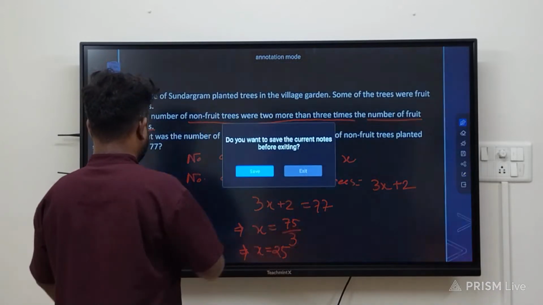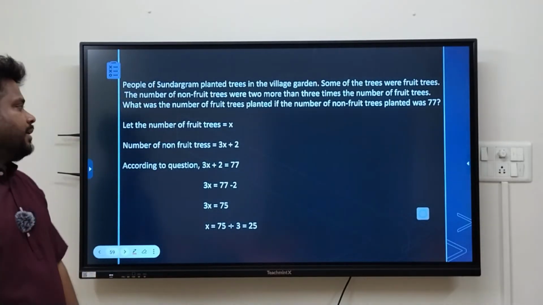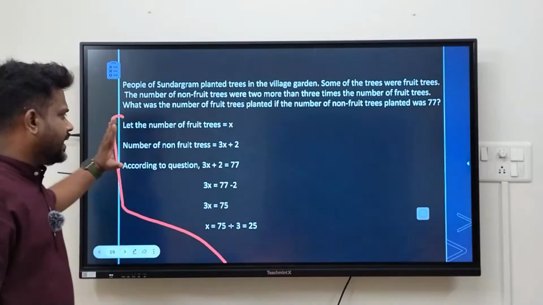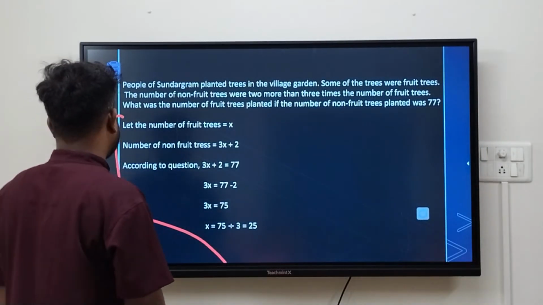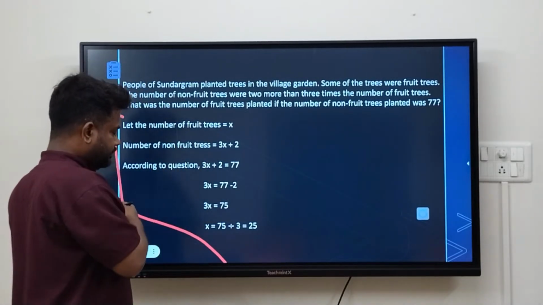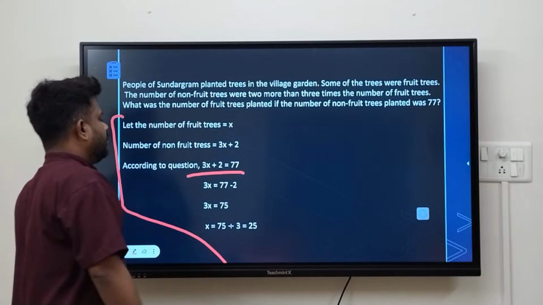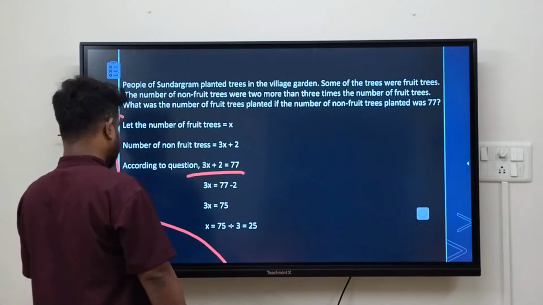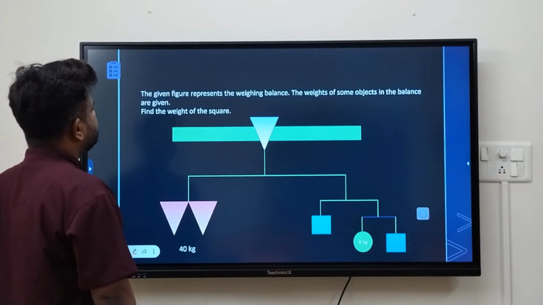They have already told us. So this is the rough process, and yes, you can do this by writing all these numbers. The question may be big but for the answer we don't have to write so many things. Let the number of fruit trees be x and the number of non-fruit trees be 3x plus 2, which I have already done in the previous slide. So according to the question, it will be framed like this to find the value, 25.